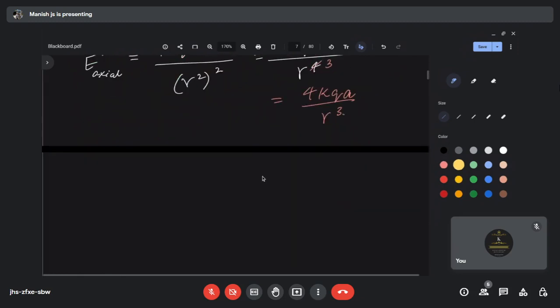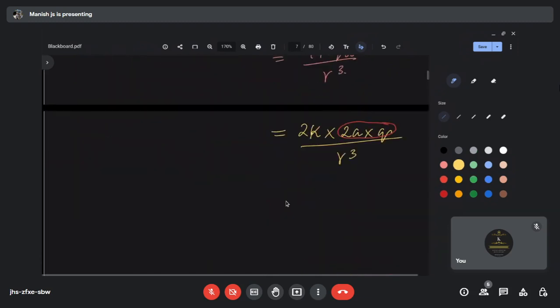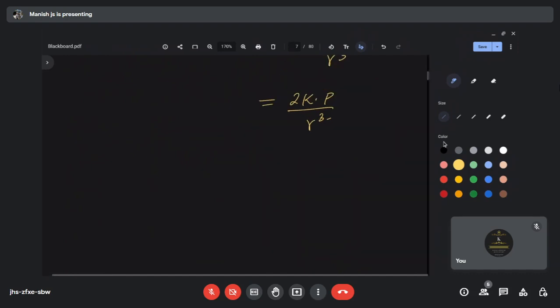Okay. Further, 4KQA can be written as Q into 2A. I want to express in terms of dipole. So 4 we can write as 2 into 2. So 4K we can write as 2K into 2. Then we have 2A into Q divided by R cube. But what is this 2A into Q? Already we found out that 2A into Q is P. So I'm substituting P, dipole moment. Finally, you get 2K into P divided by R cube. So this is the final expression that we get. But what is the value of K? What is the value of K? How can we expand K?